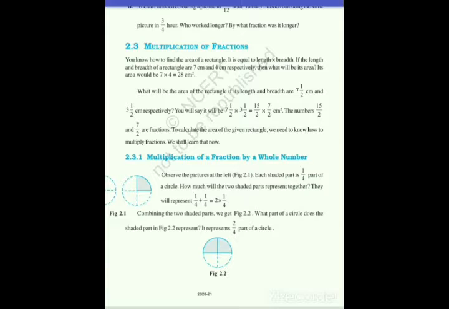Next is 3 1 by 2. We know that 3 twos are 6 and 6 plus 1 is equal to 7. So our second fraction becomes 7 by 2. Now we multiply 15 by 2 and 7 by 2. So this is the method of multiplication of fractions.